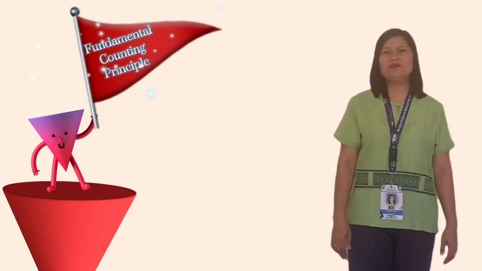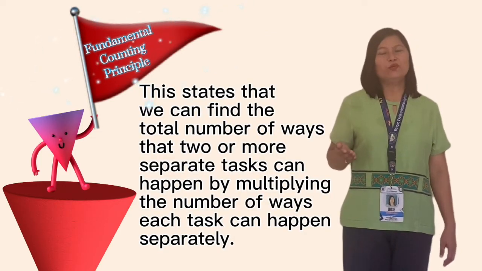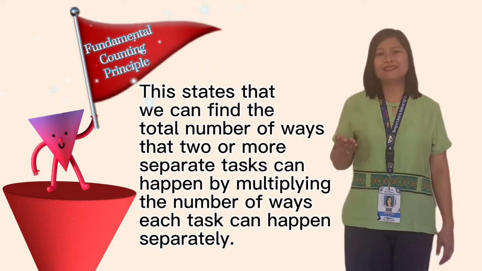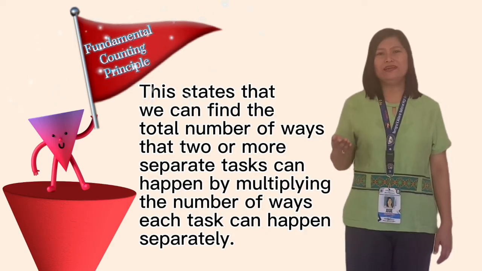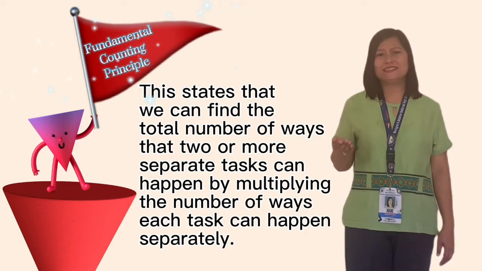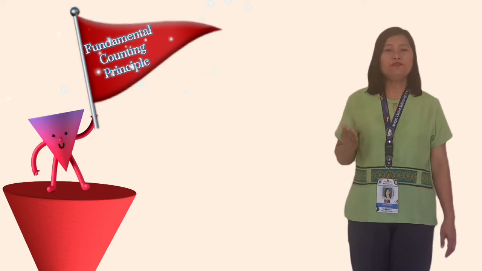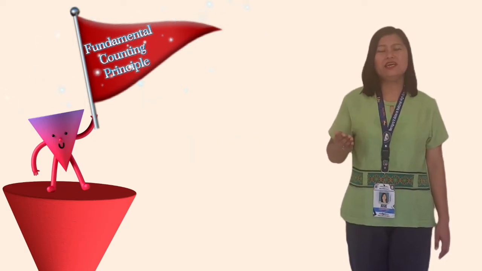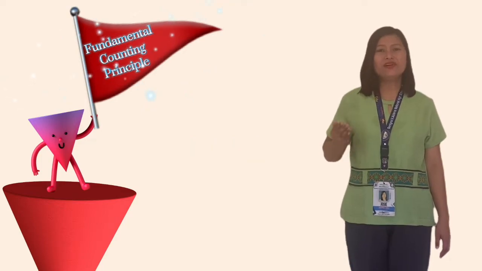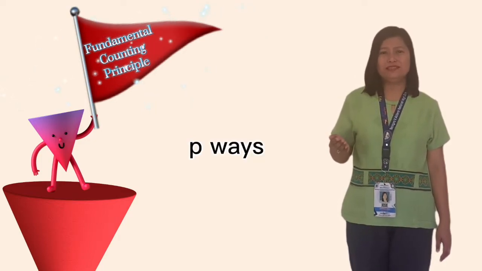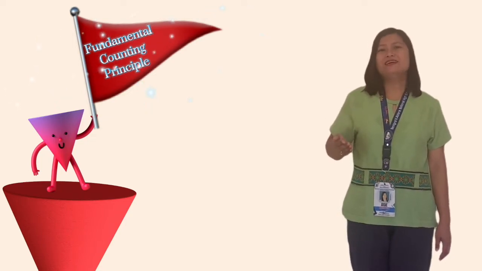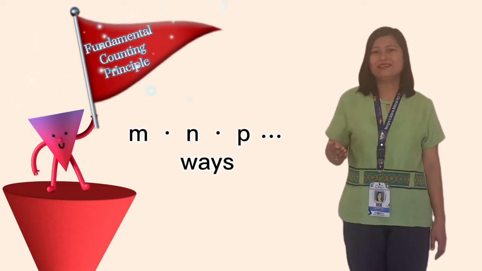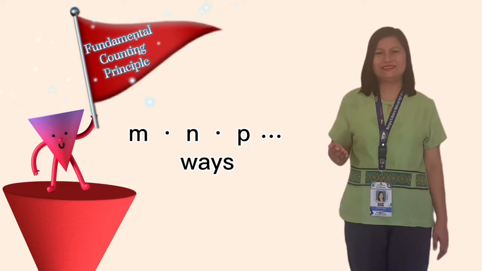Fundamental counting principle. This states that we can find the total number of ways that two or more separate tasks can happen by multiplying the number of ways each task can happen separately. If one thing can occur in M ways, and a second thing can occur in N ways, and a third thing can occur in P ways, and so on, then the sequence of things can occur in M times N times P, and so on, ways.